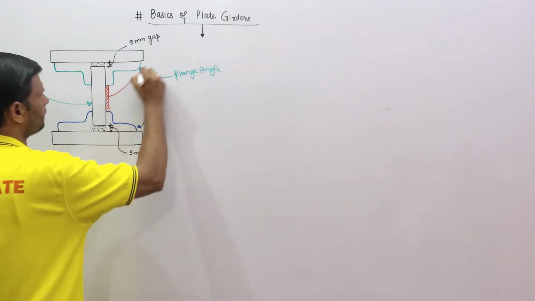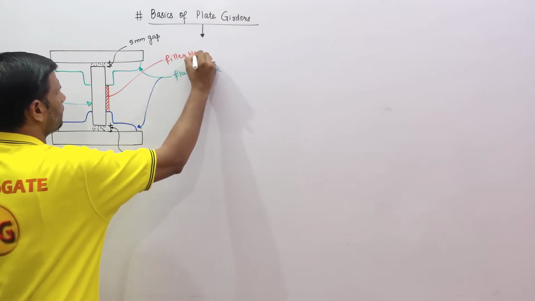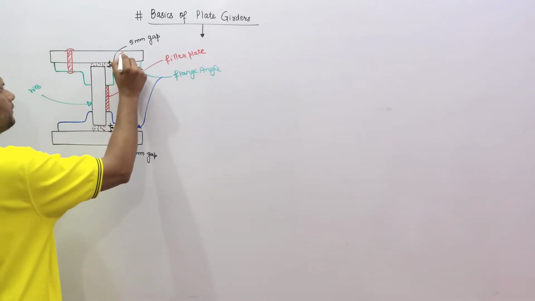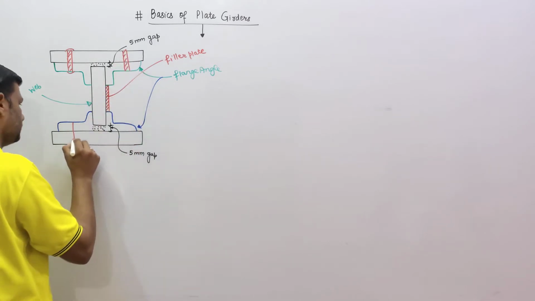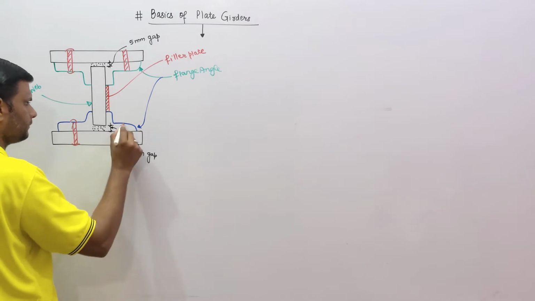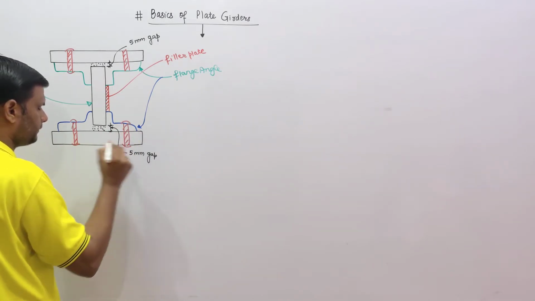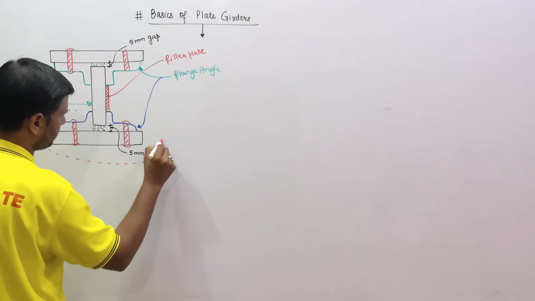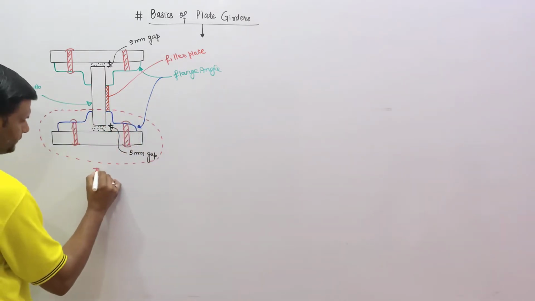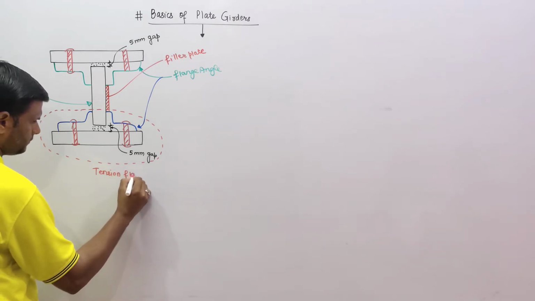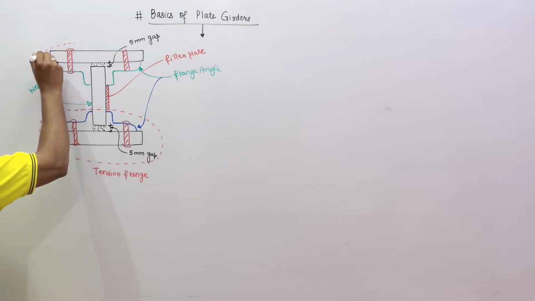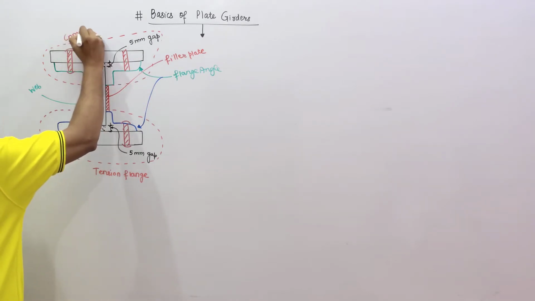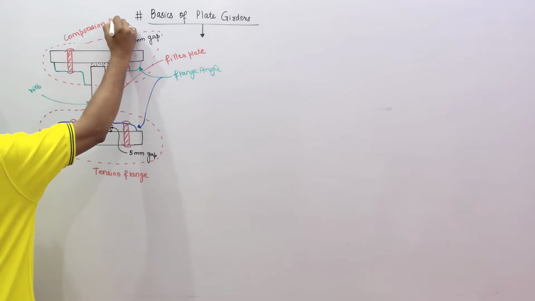The red color plate is called the filler plate. The connection is made using rivets or bolts. Now this flange, which I am marking with dotted lines, is the tension flange. This is our compression flange.